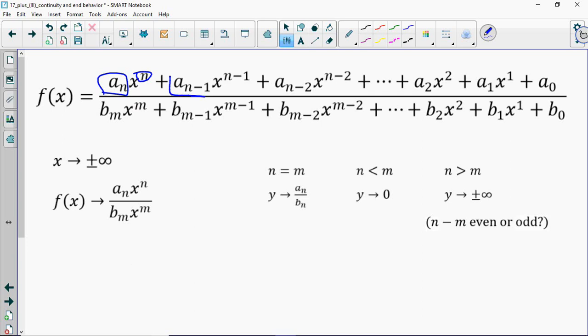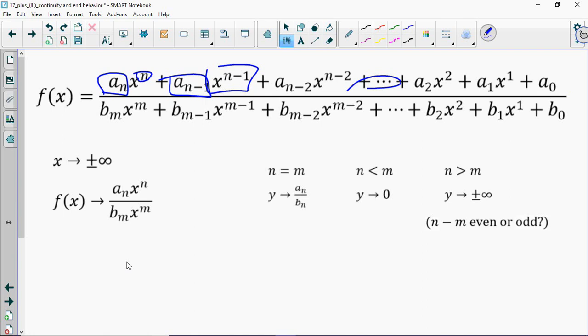A sub n minus 1 is the coefficient of x to the power of n minus 1. A sub n minus 2 is the coefficient of x to the power of n minus 2. Plus dot dot dot, so I'm skipping a bunch of terms here. And then I have a sub 2, the coefficient for x squared. A sub 1 is the coefficient of x to the first. And then I'll end with a sub 0, which is the coefficient of x to the 0, but we know that if it's x raised to the power of 0, that's just going to be 1, so we can ignore that. And then same thing down in the denominator, I'm using b's and m's.